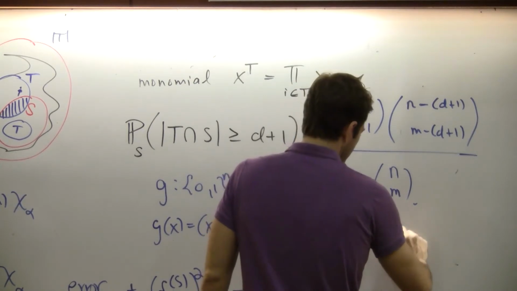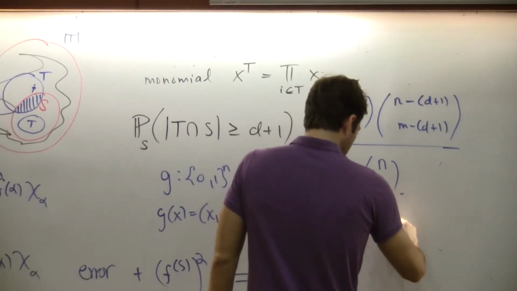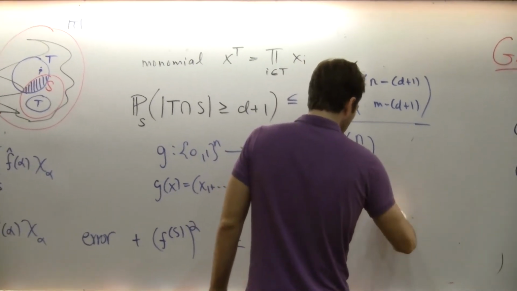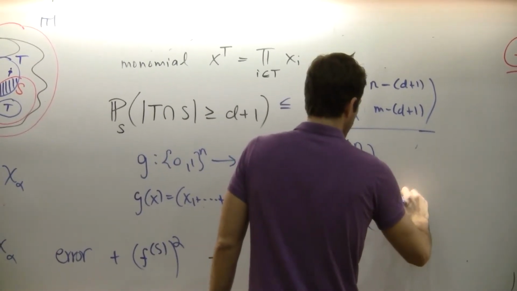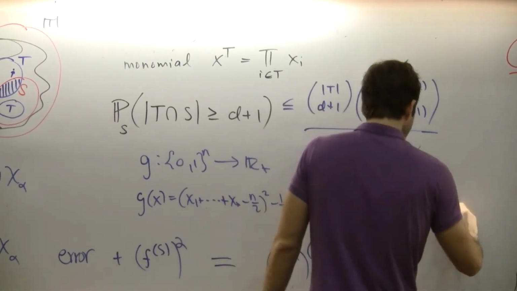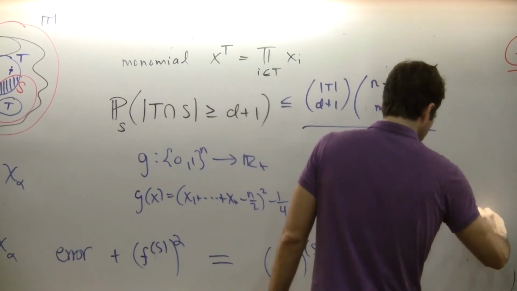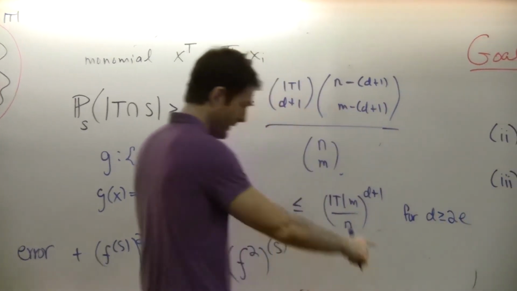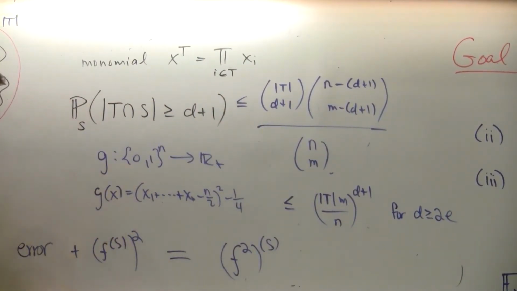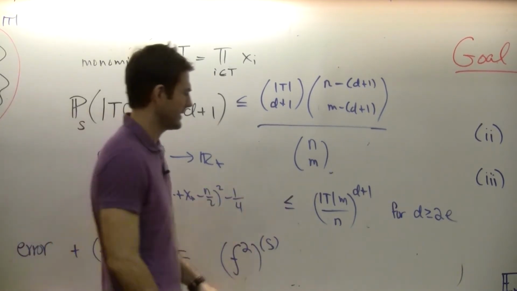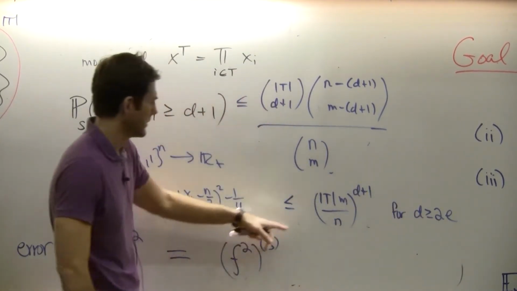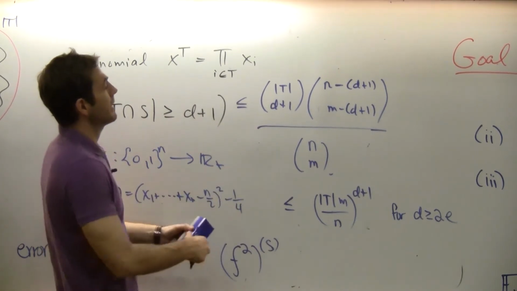this is at most T m over n to the d plus 1, as long as d is more than 6. That's e, the base of the natural logarithm. Okay? And then you can just see where it's coming from.